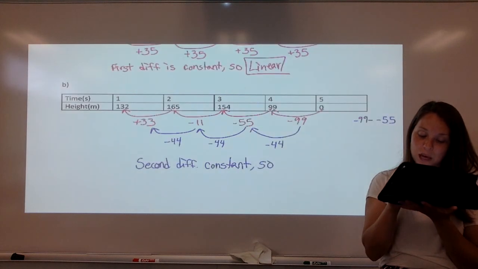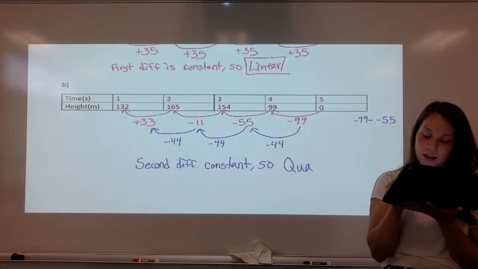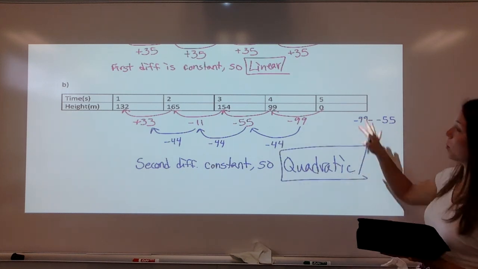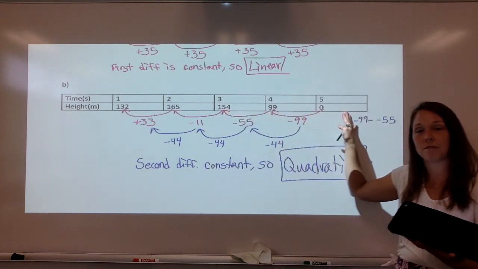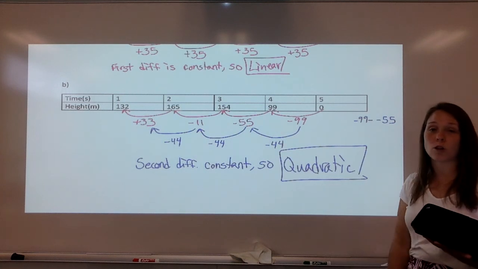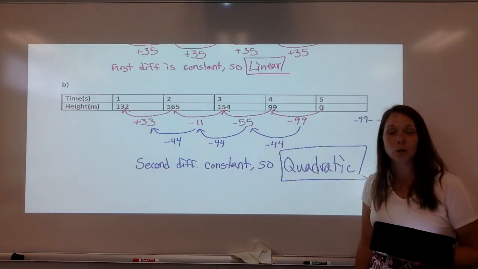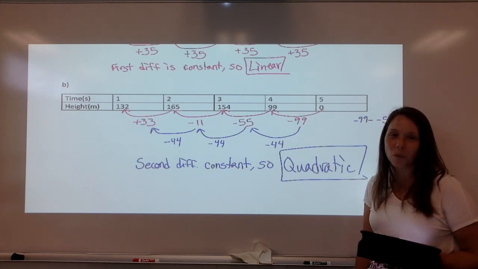Which means this table of values represents a quadratic function. Meaning if we were to come up with a function to represent this table of values, it would look like a quadratic function. All right, that concludes 1.1. You are now good to go to move on to the 1.1 worksheet.